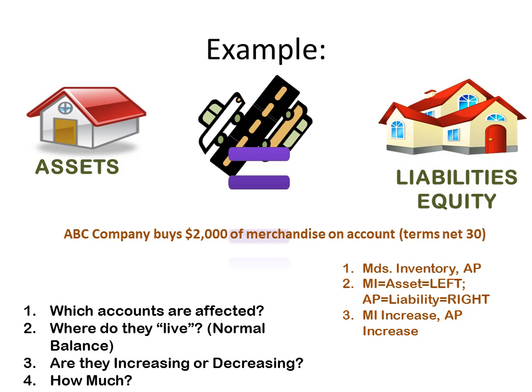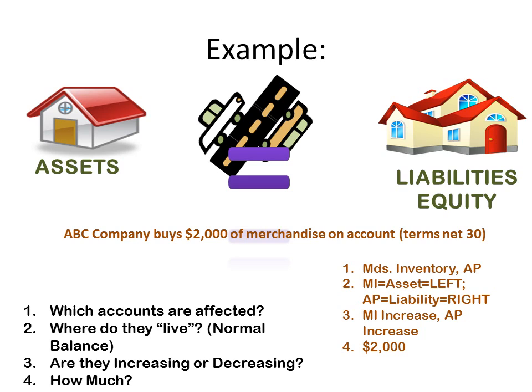Now, accounts always increase to the same side that they live on, or the same side of their normal balance. So if you're adding to an account, you are going to add to its normal balance, or the side it lives on. If you're decreasing an account, you're going to put an entry on the opposite of the side that it lives on to decrease it. And of course, how much? We have $2,000. We know that. That's probably the easy part, right?